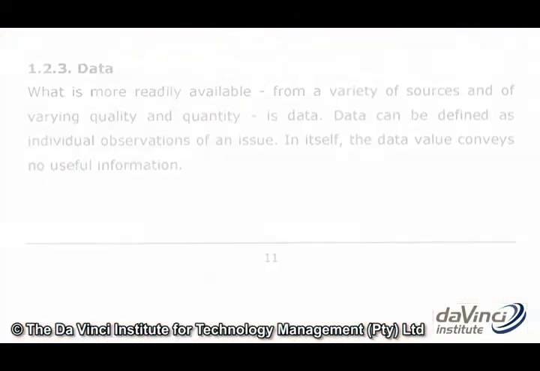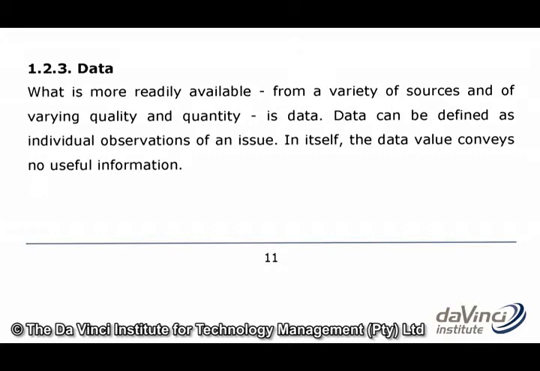Data, this is important, guys. Data is about observation. Can I ask, Marianne, why don't you read for us? What is more, data is available from a variety of sources and of varying quality and quantity. Data can be defined as individual observations of an issue. In itself, the data clearly conveys no useful information. Okay. Look at that, guys. The data contains no useful information. So we have to be careful of that. We have to realize that about data.